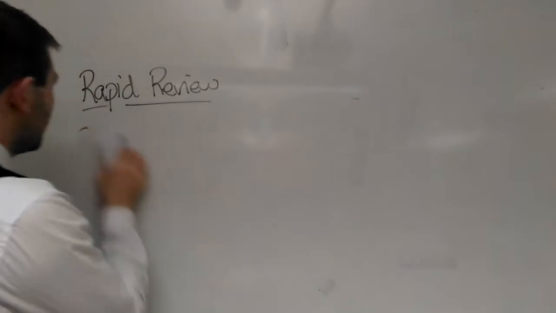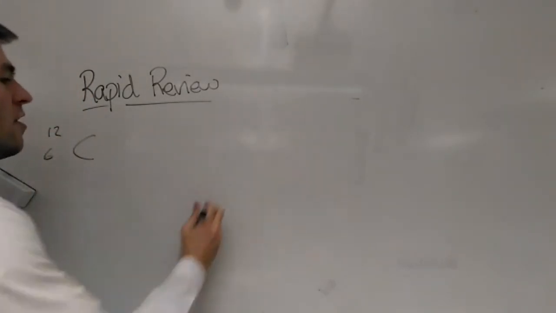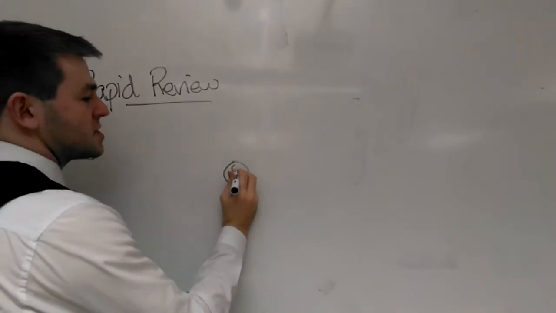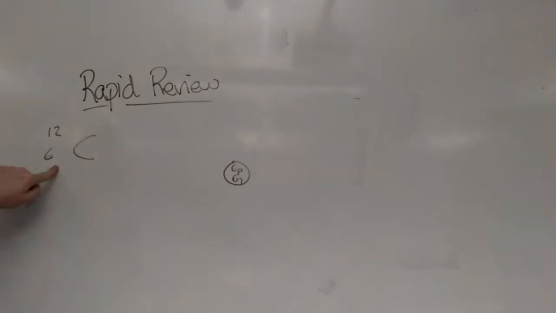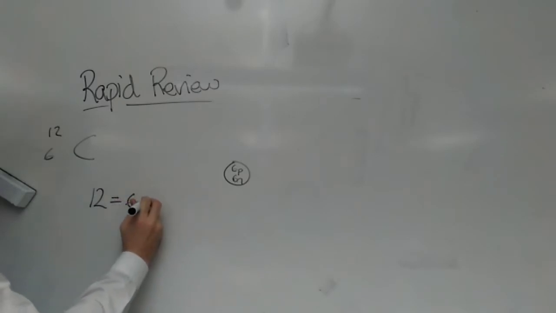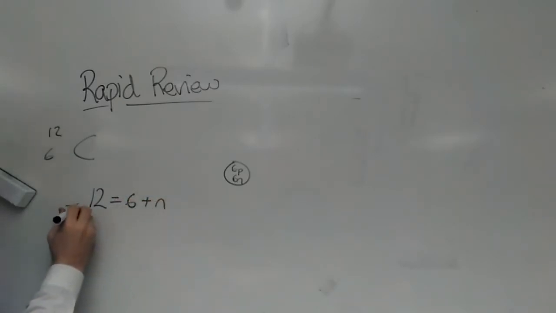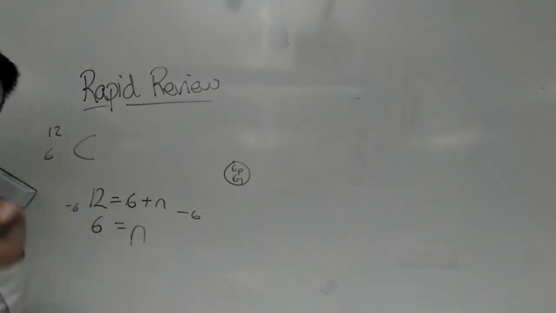Taking that carbon back over here, 12, 6. I can put in a nucleus with 6p and 6n. I know that because 6 is protons, and 12 is protons plus neutrons. So 12 equals 6 plus n. Take away 6, take away 6. 6 equals n. Like so, easy peasy.